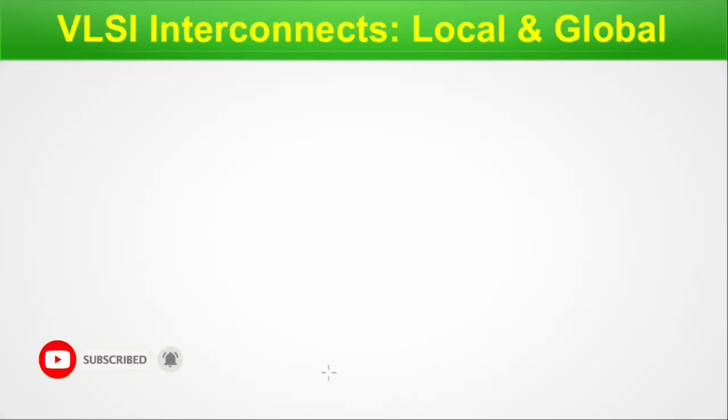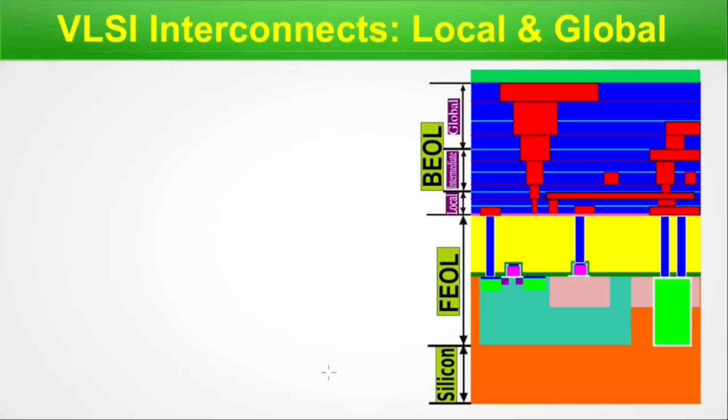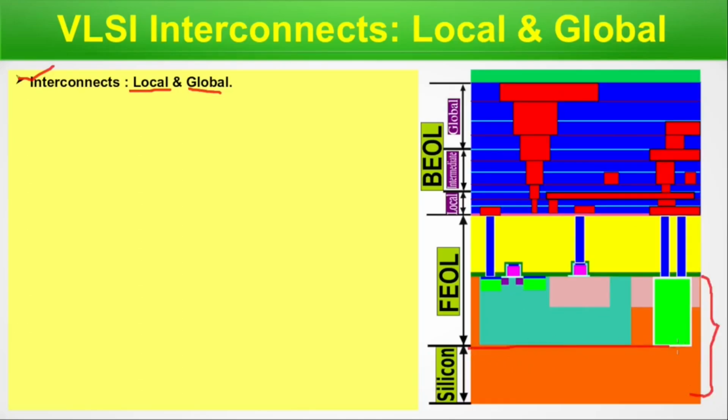VLSI interconnects: local and global. This is the diagram. There are two types of interconnects. Depending on their position, we call them local and global. Look at this diagram. It will help you understand. This is the silicon layer. These active regions are up to this zone. That is the FEOL, front end of line, and then the back end of line, this one. There are three parts, local, intermediate, and global, shown, although we will cover it as local and global. The intermediate layer is very small here.